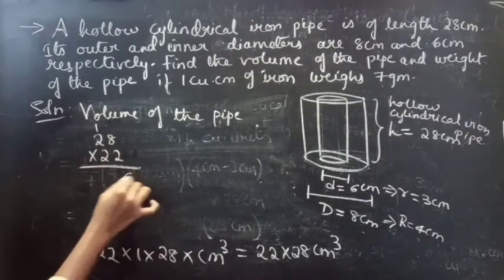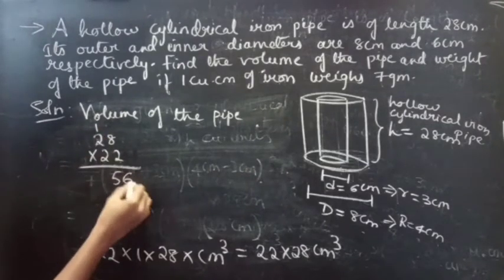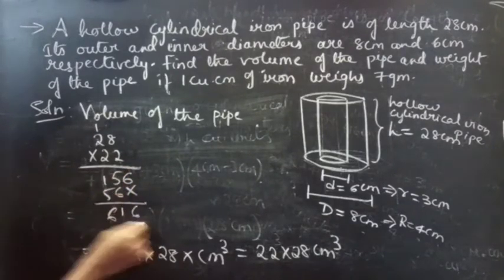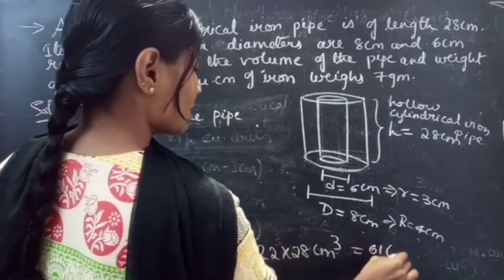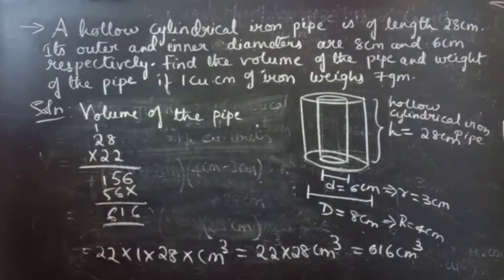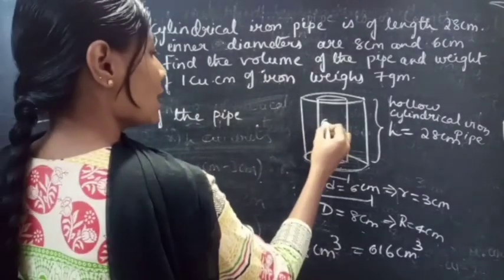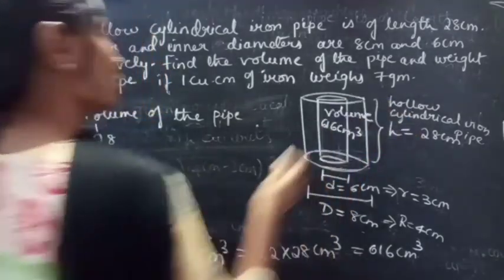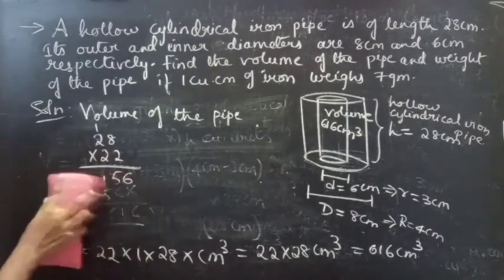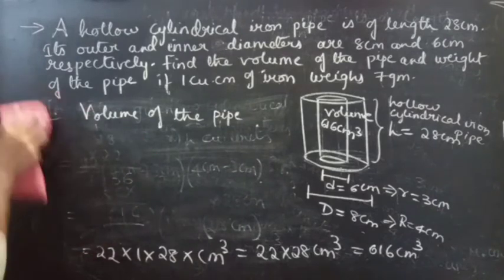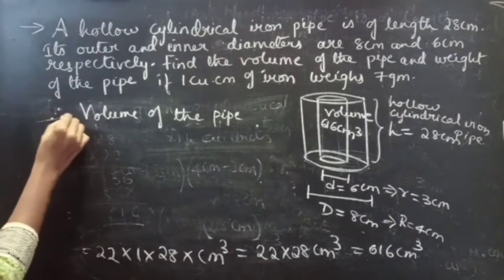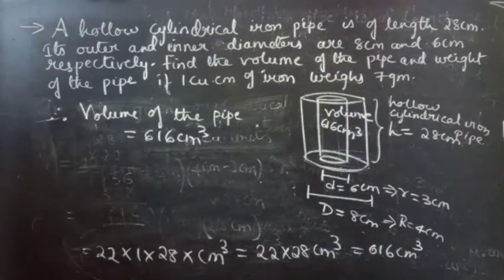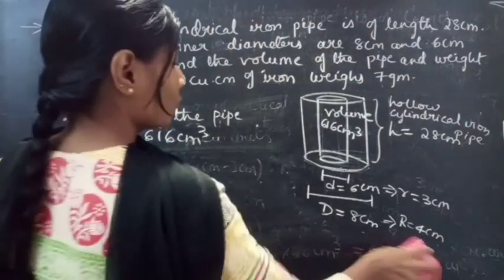Twenty-eight into 22. 2 8s are 16. 2 2s are 4, 4 plus 1 is 5. 5 plus 6 is 11. 1 plus 5 is 6. So this equals 616 centimeter cube. So the capacity of the pipe, or the volume, is 616 centimeter cube. Therefore, volume of the pipe is equal to 616 centimeter cube. So now we are going to find the weight of the pipe.